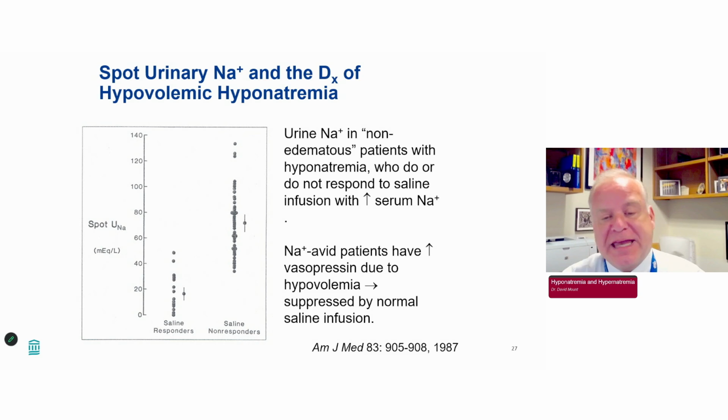euvolemic. And then they gave them, I think, 2 liters of saline, and they looked at the response. The saline responders who had hypovolemic hyponatremia had urine sodiums with a median of 18, whereas those who did not respond and had SIADH had much higher median urine sodiums.